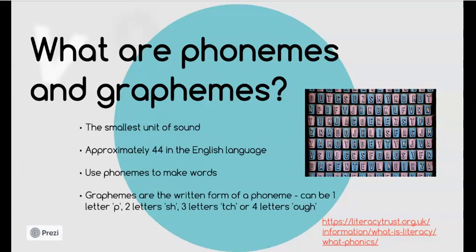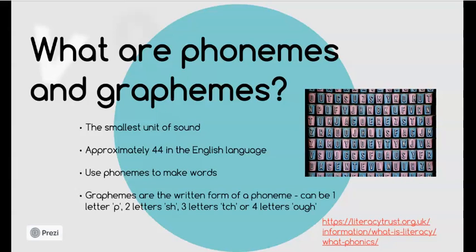So, two things that you will hear your children talk a lot about when they are learning phonics are the words phonemes and graphemes. What is a phoneme? Well, a phoneme is the smallest unit of sound, and there are approximately 44 in the English language. Even though we've got 26 letters in the alphabet, we can use combinations of those letters to make 44 different sounds or phonemes. And therefore we use phonemes to make words, because those are what we might refer to more commonly as sounds. So what sounds do we use to make words? You might use that term when you're speaking to your children about what sounds do you hear, what sounds do you need to make that word, to spell that word.